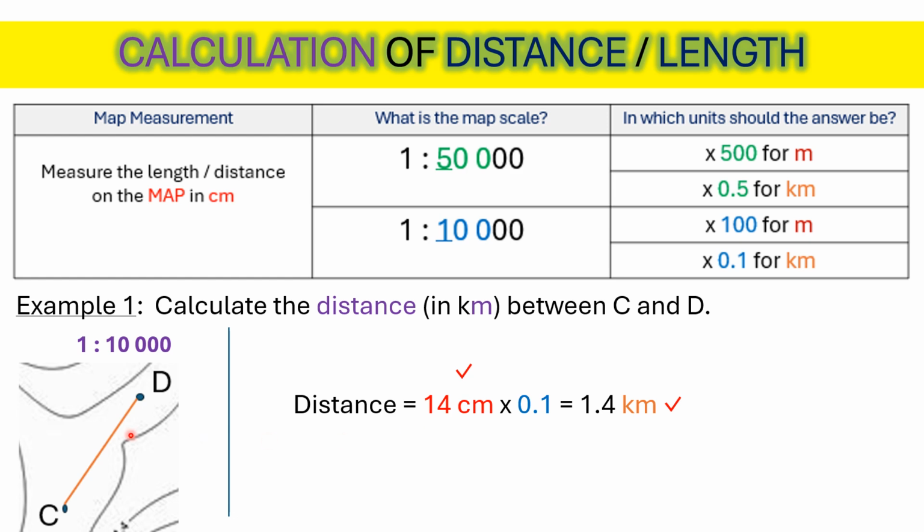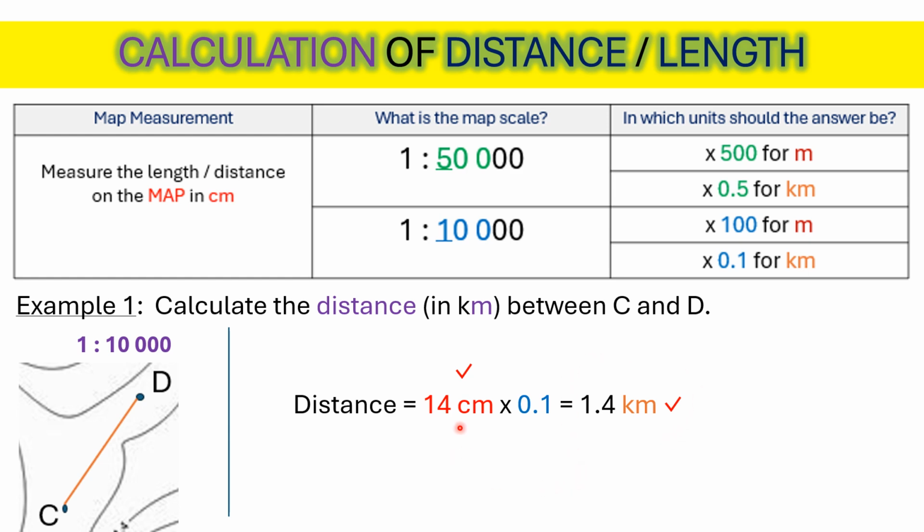As an example, I'm going to measure CD and I've used 14 centimeters as an example. That 14 centimeters would be the first step that you need to complete, where the measurement on the map is taken in centimeters. Second question, the type of scale. In this instance, we are working with the 1:10,000 scale. The answer needs to be in kilometers. So what I'm going to do is measure my distance on the map, multiply it by 0.1, and that will then produce an answer of 1.4 kilometers.